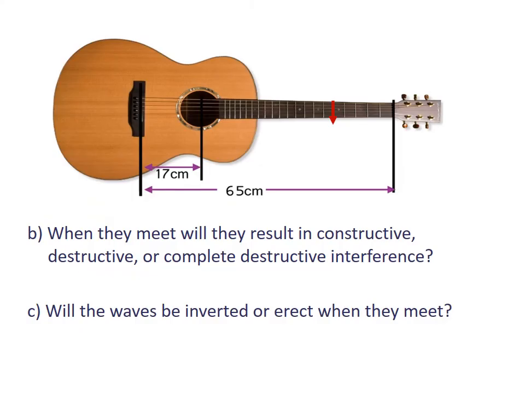When they meet, will they result in constructive or destructive or complete destructive interference? Well, they're going to meet and result in constructive interference because they are both inverted. They both started erect, they both hit the ends of a string, which inverted them, and when they both came back, they're both inverted, they're both pulling the string down, so it will be constructive interference. Will the waves be inverted or erect when they meet? They both hit a fixed end, which caused them to become inverted.